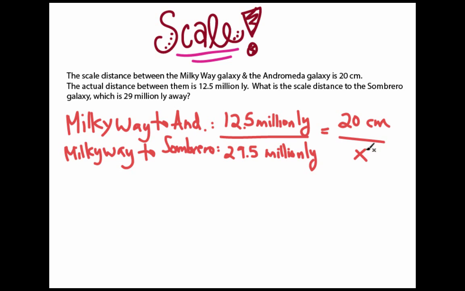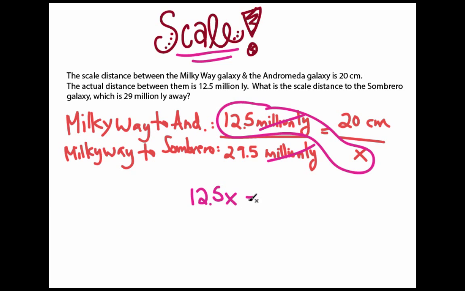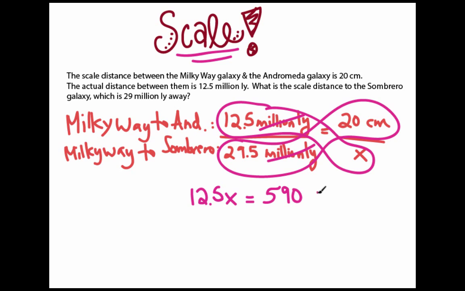Our next step is we're going to have to solve for x. We can cross out this million light year part. These are identical. And now we're going to cross multiply. So we're going to multiply 12.5 by x. So 12.5 times x is 12.5x. And that's equal to 29.5 times 20, so 29.5 multiplied by 20 centimeters. Once you plug that into your calculator, you will get 590 centimeters.